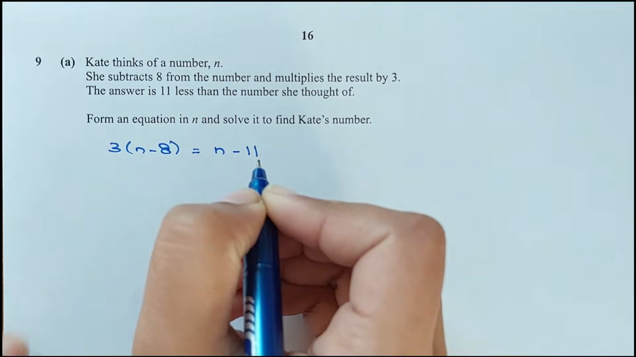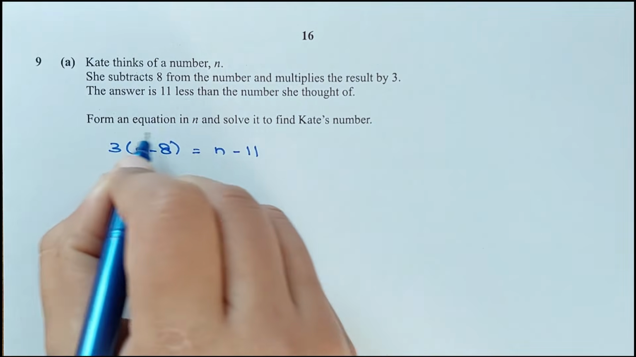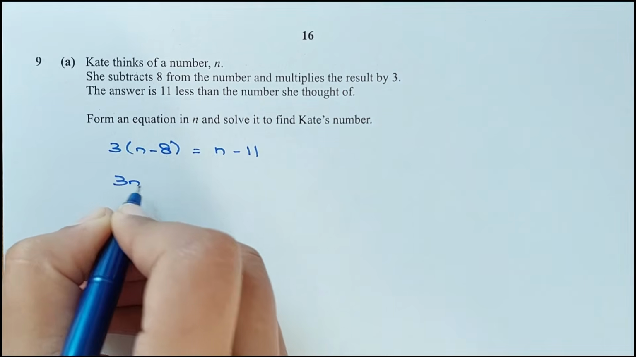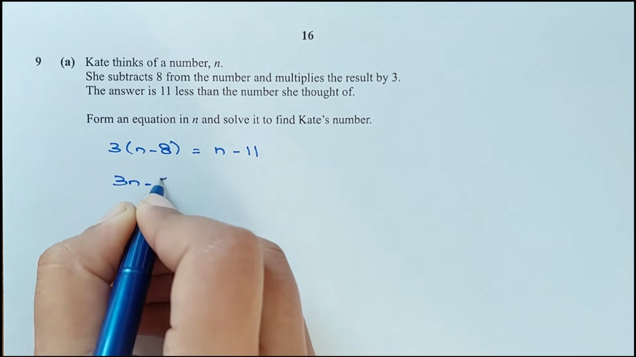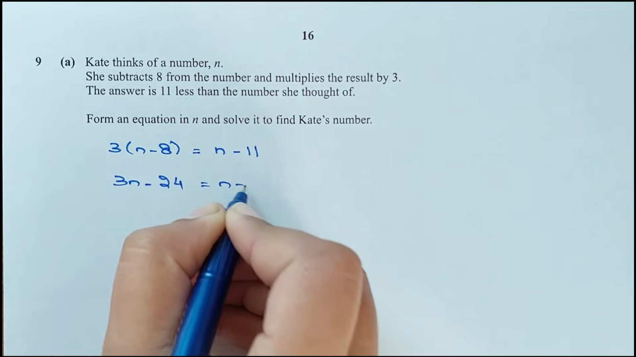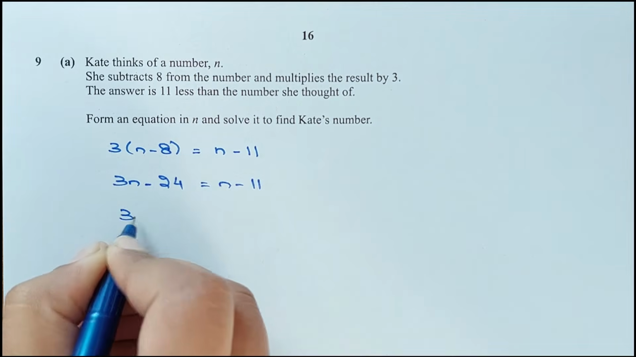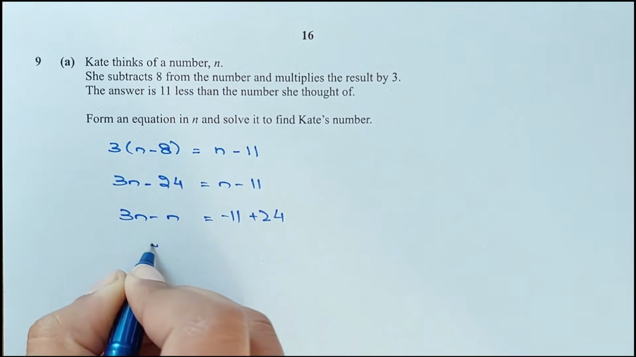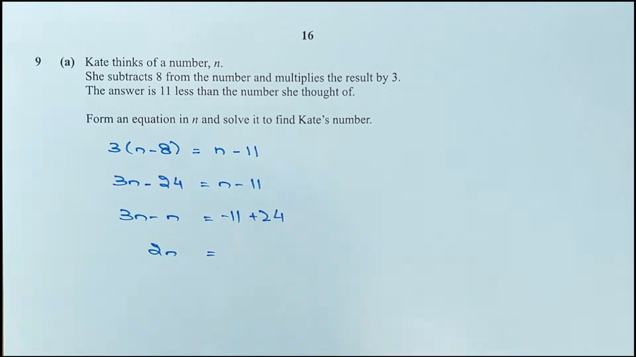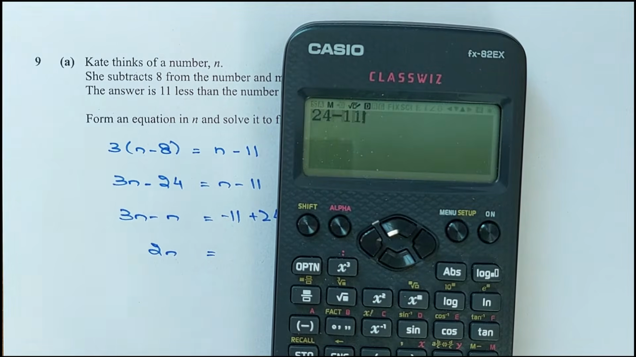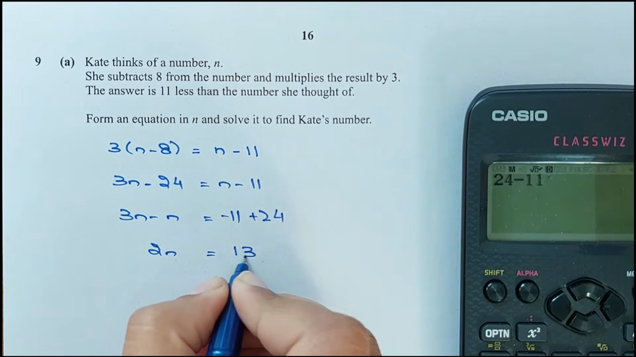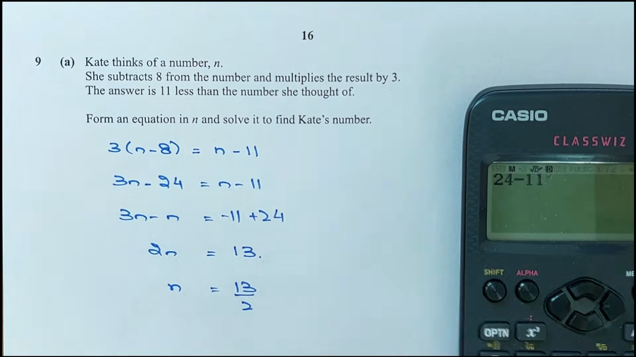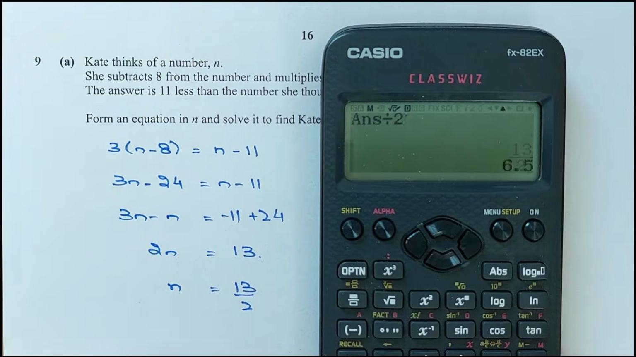Less is minus, so n minus 11. Okay, form an equation in n and solve it to find Kate's number. Let's do this. So 3n minus 24 equals n minus 11. Shifting n to the left side, 3n minus n equals 24 minus 11. So this is 2n, and 24 minus 11 is 13. Right, so n is 13 divided by 2, which is 6.5.